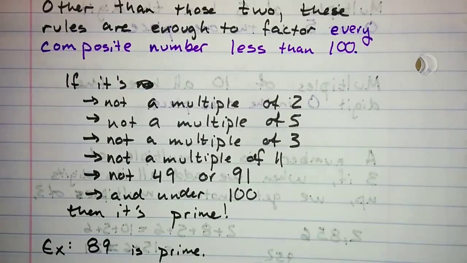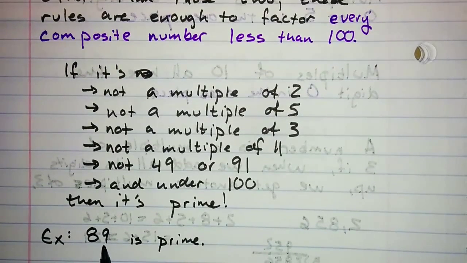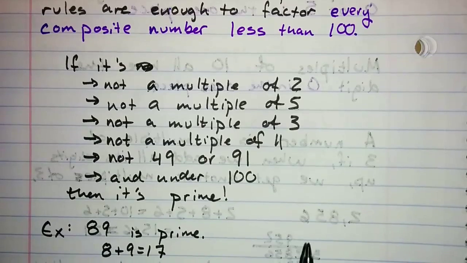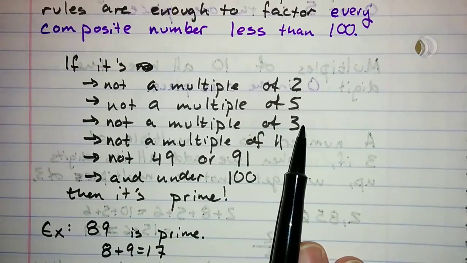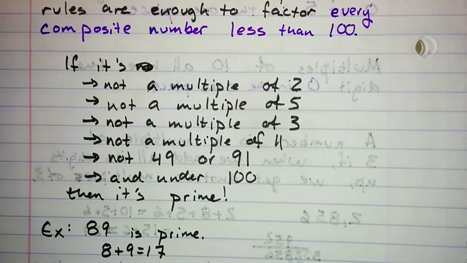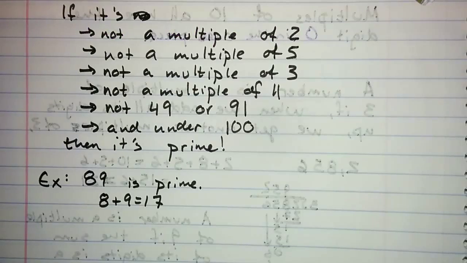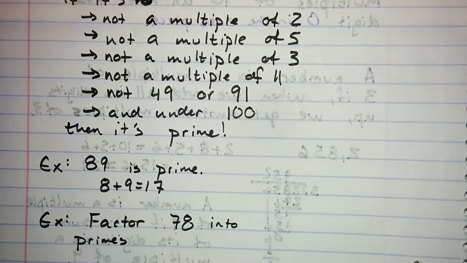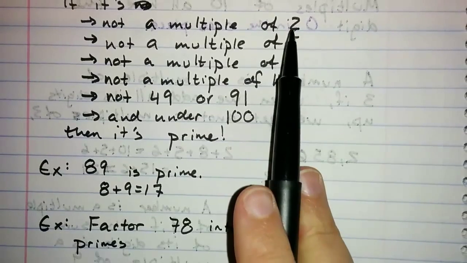For example, 89 is prime. Its last digit is 9, so it's not a multiple of 2 or 5. 8 plus 9 is 17. 17 is not a multiple of 3, so 89 isn't a multiple of 3. 89's two digits are different, so it's not a multiple of 11. It's not 49 or 91, and it's less than 100. We know it's prime without having to go through and divide it by every number. And that's really nice.